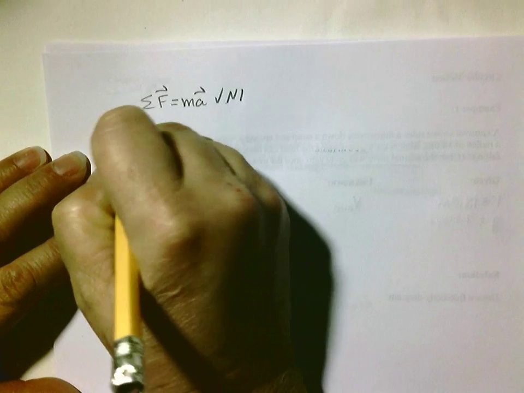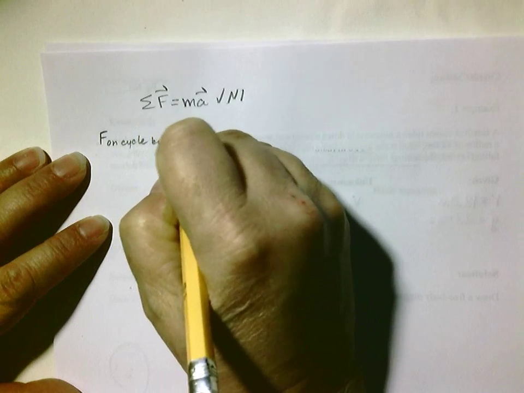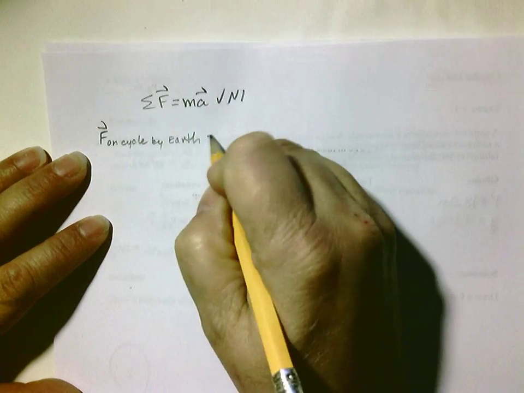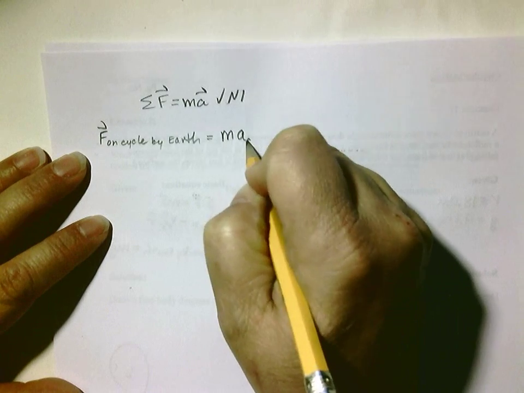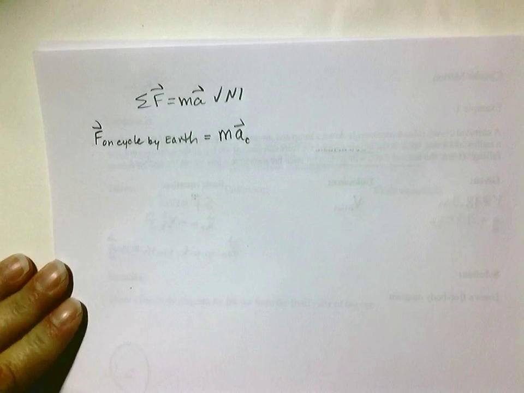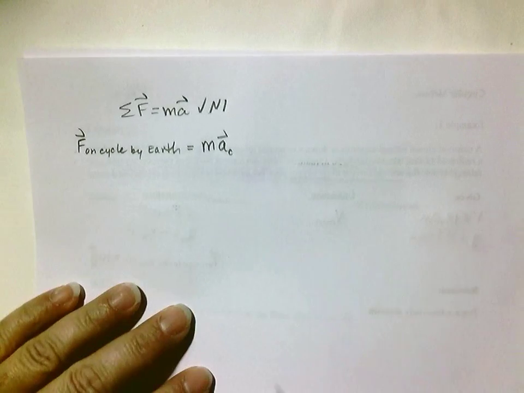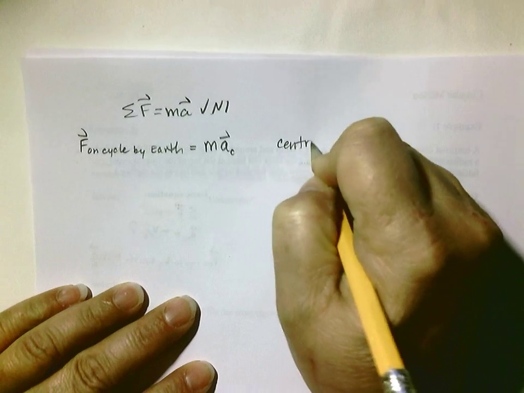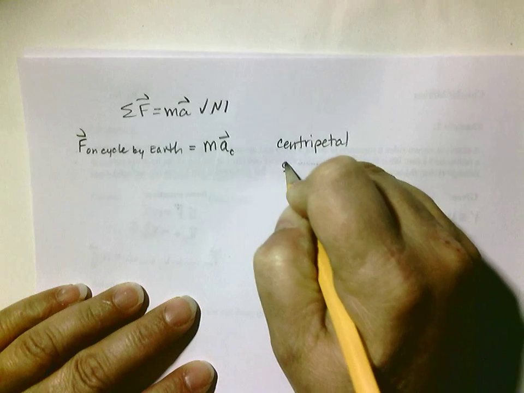Okay, next step, substitute in from the free body diagram. I have force on cycle by Earth, vector sign, is equal to m. Now what I'm going to do is replace this with an m a sub c, where the subscript c means centripetal, but remember, centripetal means center seeking.